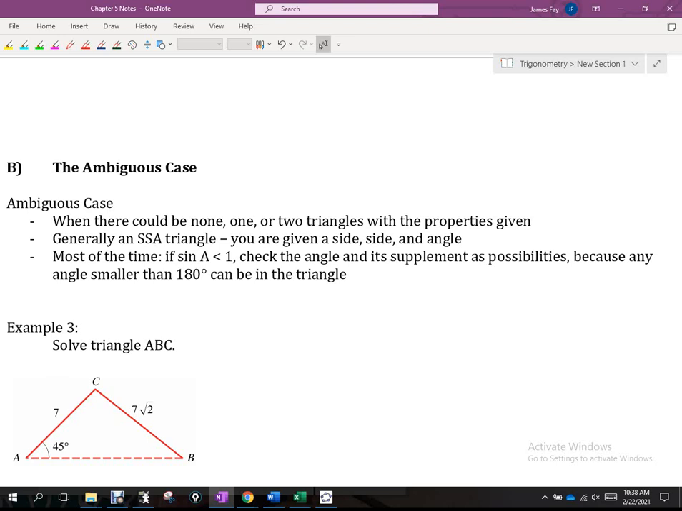If I say I have a friend named Pat, it is unclear, or left open to interpretation, until you have more information about this person, whether they are a male or a female, correct? Okay. So that's the ambiguous case. We see here it says you could have no or none, one or two different triangles provided the information given.